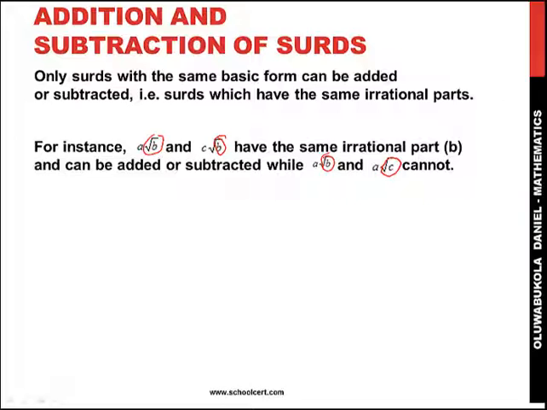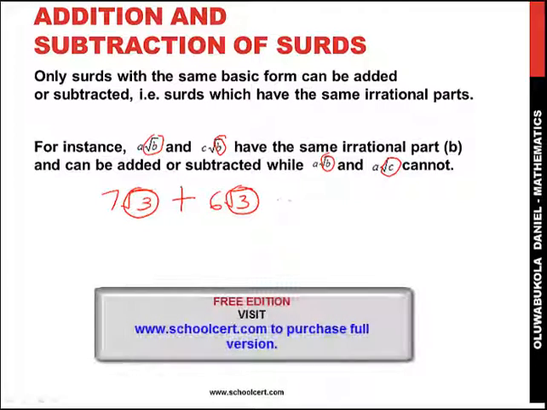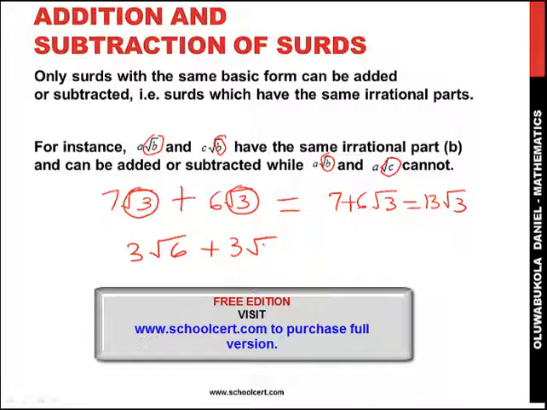So for instance, if you look at 7 root 3 and 6 root 3, they both have the same basic form, which is root 3. So they can be added as 7 plus 6 root 3, which is the same thing as 13 root 3. But just like in the second case, 3 root 6 plus 3 root 7 cannot be added directly. So that just illustrates what basic forms mean.